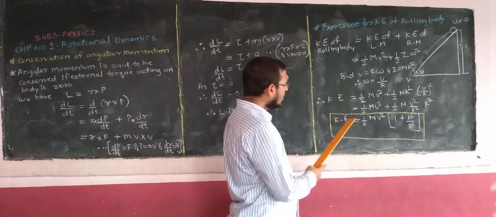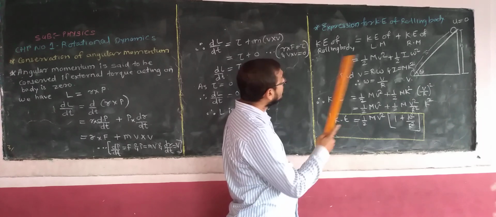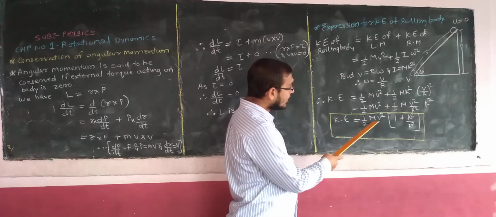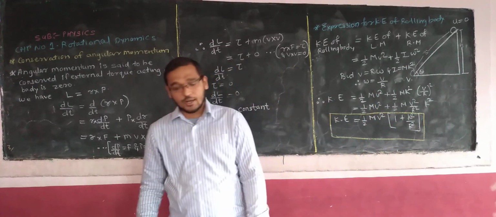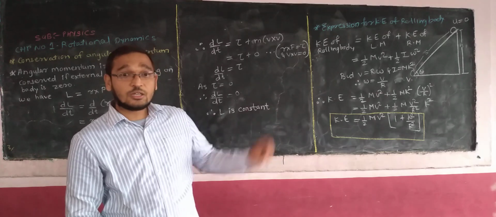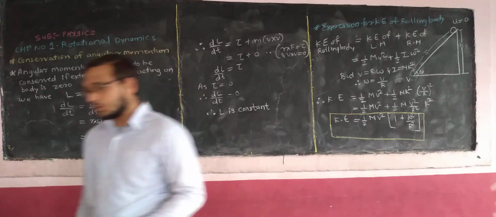So I got the kinetic energy of a rolling body is equal to half mv square into bracket 1 plus k square upon R square. This is the expression for kinetic energy of rolling motion. Note down.